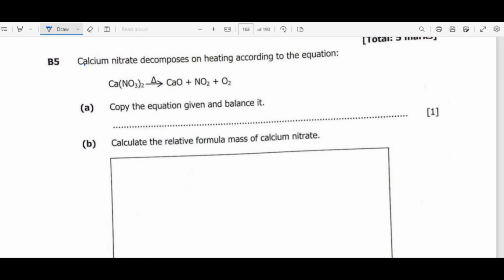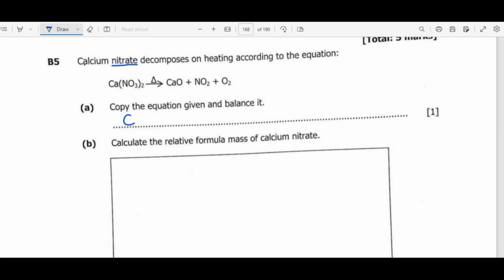Calcium nitrate decomposes on heating according to the equation. So calcium nitrate is an ionic compound. Since the nitrate is a polyatomic ion, which is a negative ion, then calcium must form a positive ion. So the products that were produced after this substance was heated were calcium oxide, nitrogen dioxide, and oxygen. So the first question is to copy the equation given and balance it.